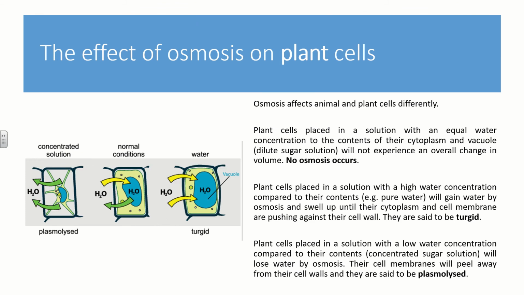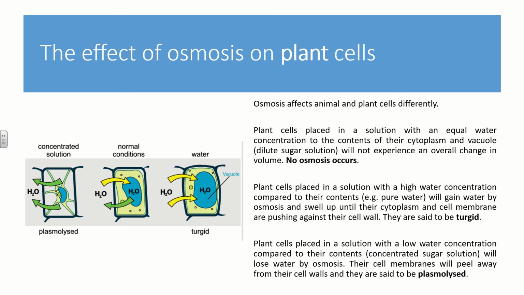The effect of osmosis on plant cells is slightly different. A plant cell placed in a solution with a higher water concentration compared to its cytoplasm, such as pure water, will gain water by osmosis and become turgid. A turgid plant cell has a full vacuole and the cytoplasm and cell membrane push up against the cell wall.